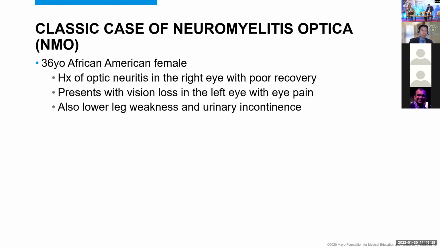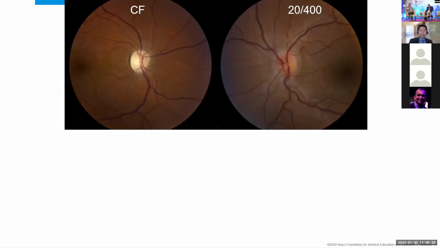She also had some lower leg weakness and urinary incontinence. And on exam, you could see that the eye that had the prior optic neuritis, the right eye, was count fingers and had a very pale optic nerve.